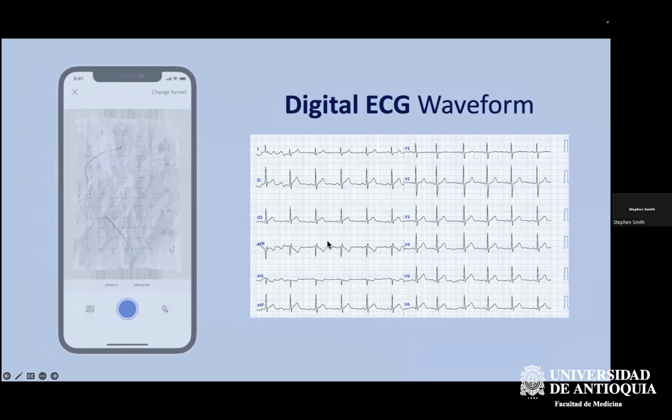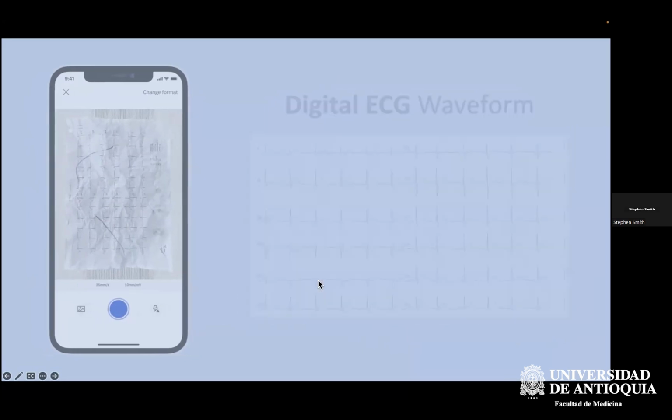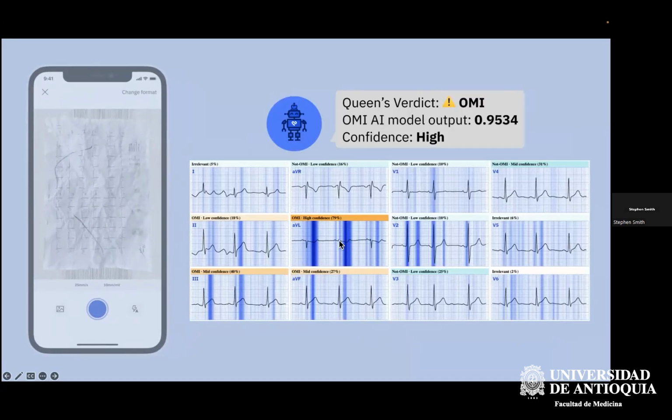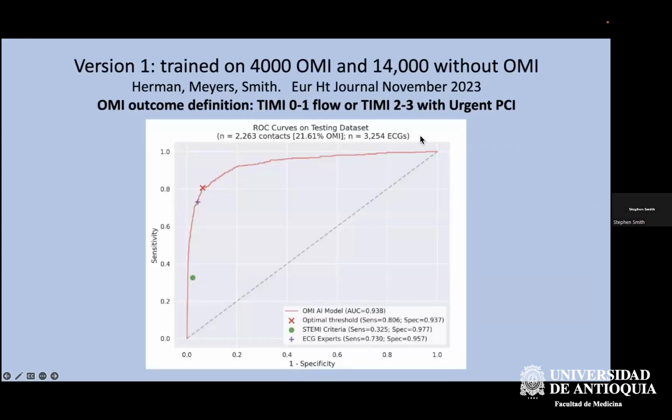This has some subtle ST elevation here with reciprocal ST depression here, diagnostic of OMI, and the Queen of Hearts sees that ST depression in aVL, that hyperacute T wave in lead 3, and diagnoses OMI with high confidence. So version 1, we trained it on 4,000 OMI and 14,000 without OMI, and we published in the European Heart Journal Digital Health. And the OMI outcome definition was TIMI 0-1 flow or TIMI 2-3 with urgent PCI. And this is the AUC here, which is very good, 0.94.